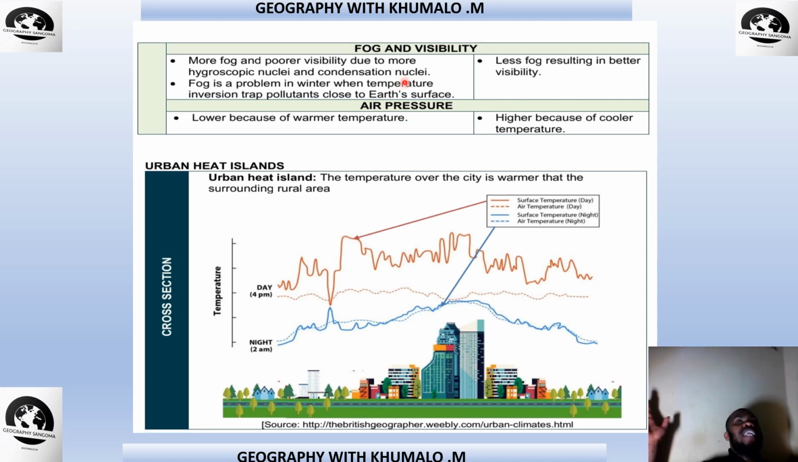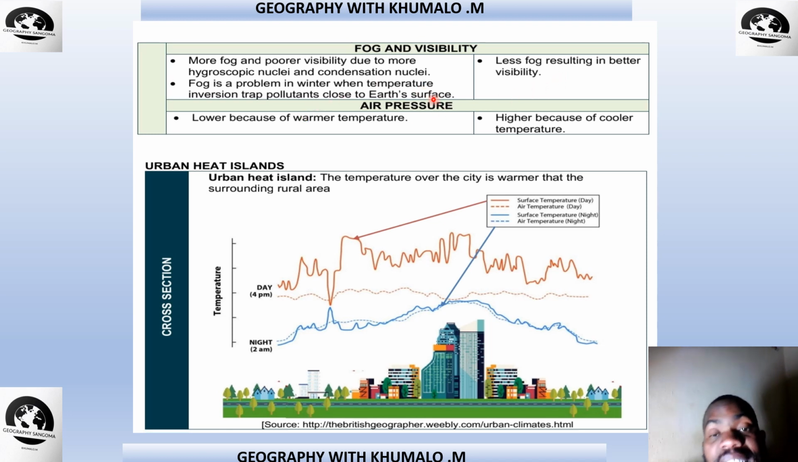Remember, the important factor about visibility is that if there is no clear visibility, there will be more accidents or more traffic congestion in urban areas. But we can't talk of traffic and congestion in rural areas.